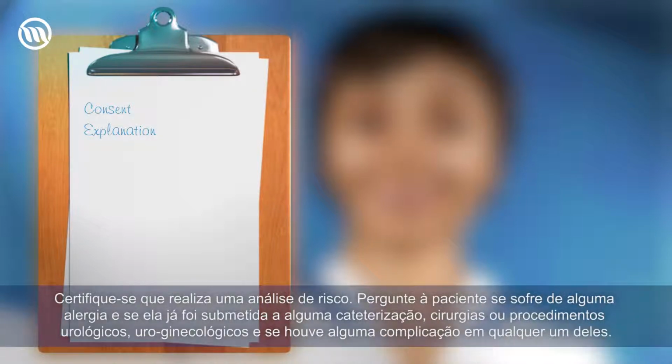Make sure you carry out a risk assessment. Ask the patient if they have any allergies and find out if they've had any previous catheterizations, urological, urogynecological procedures or surgery, and if there were any complications from any of them.